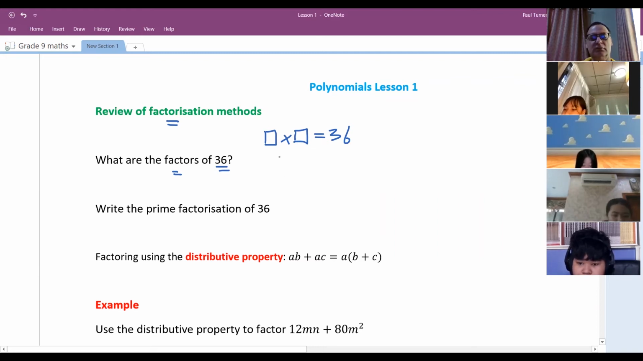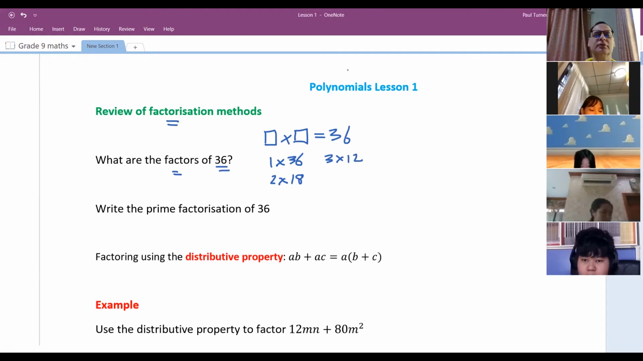Okay, so what are the factors of 36? You've got 1 times 36, yes. 2 times 18. What's the next one? 3 times 12.